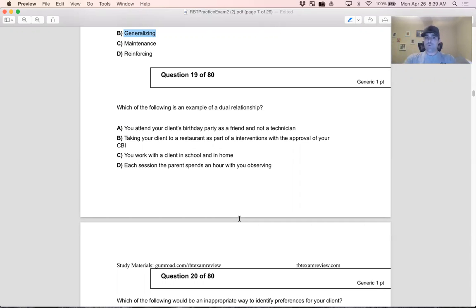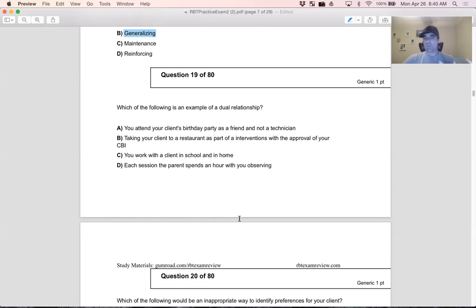So, which of the following is an example of not doing that, of engaging in a dual relationship where professional and personal have crossed? A, you attend your client's birthday party as a friend and not a technician. Yes, okay. You cannot attend birthday parties, you cannot babysit, you cannot attend graduations, you cannot attend any of these events, you cannot go golfing with the dad, you cannot go working out with the mom, okay?